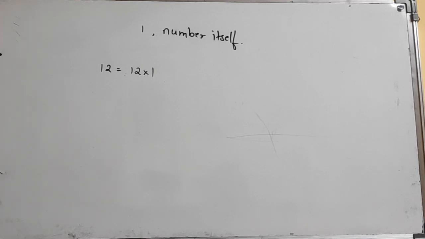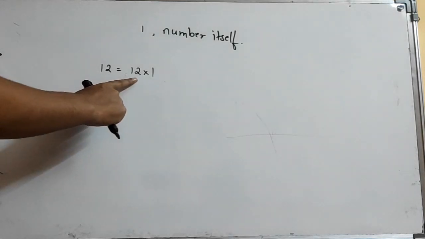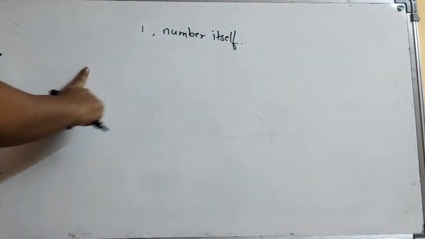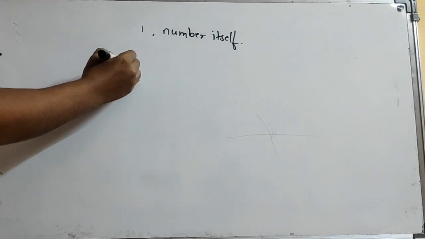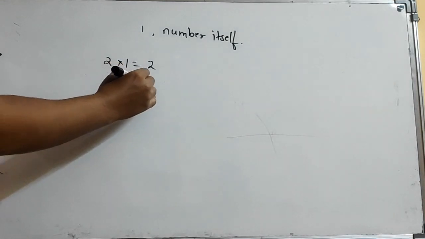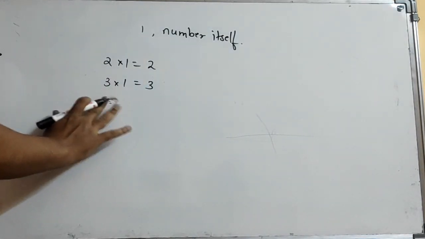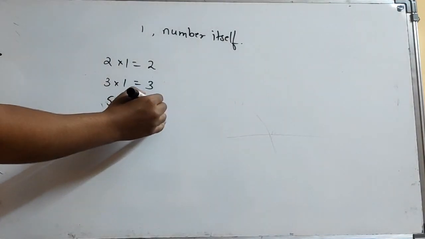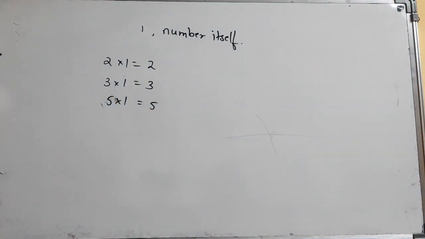Now 12 is not a prime number. For instance, 2 multiplied by 1 equals 2, 3 multiplied by 1 equals 3, 5 multiplied by 1 equals 5. So numbers which have only 1 and the number itself as factors are called prime numbers. Now, numbers which have factors other than 1 and the number itself are called composite numbers.